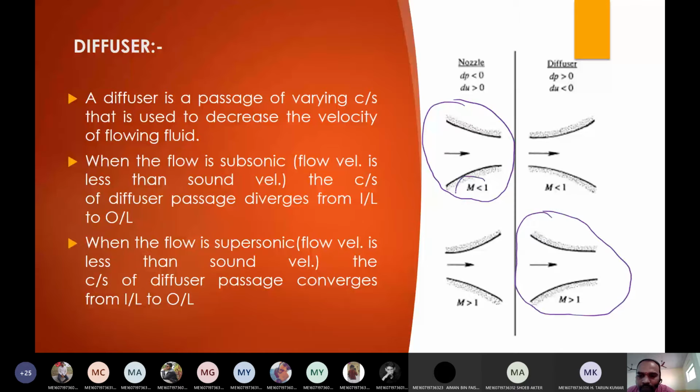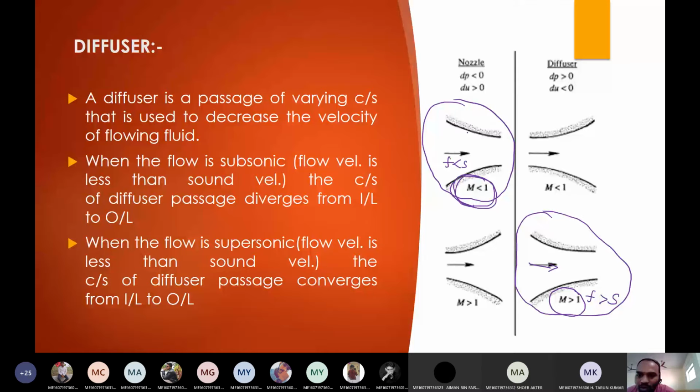Here, for this passage, the flow Mach number is less than 1, meaning the velocity is less than sound velocity. And for this passage, the Mach number is greater than 1. Therefore, the flow velocity is greater than sound velocity. Here, the flow velocity is less than sound velocity. The same cross section is acting as a nozzle as well as a diffuser. Agree? Look at the board.